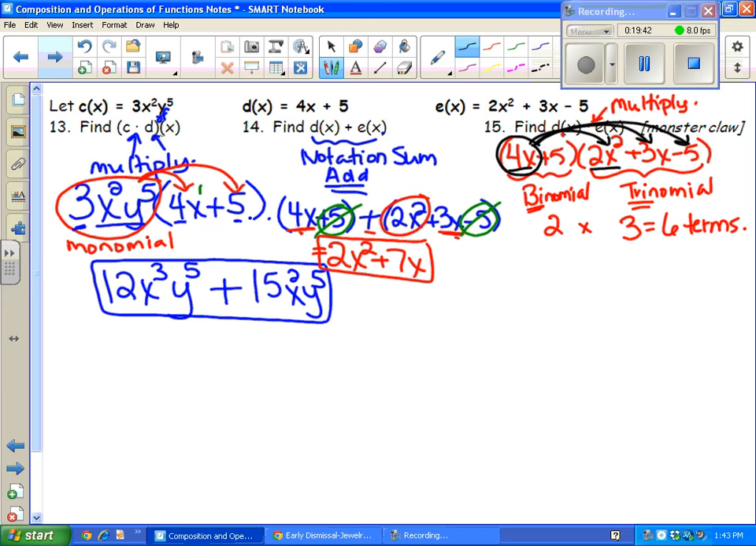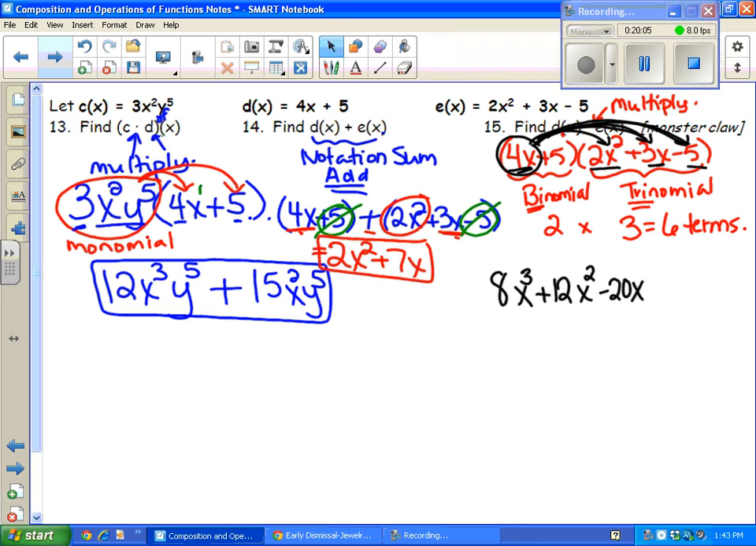4x and 2x squared, I get 8. Multiply bigs, add littles, and I get x to the third. 4x times 3x, 3 times 4 is 12. X times x is x squared. Now I'm going to do 4x times negative 5. 4x times negative 5 is negative 20, and it has an x on it. Everything in my top parenthesis has been multiplied by 4x.